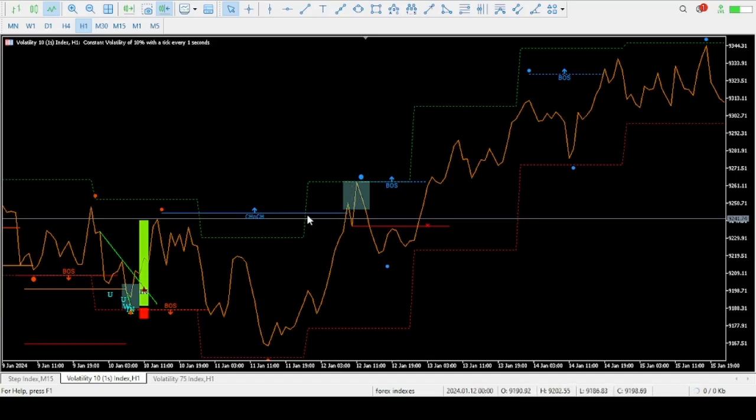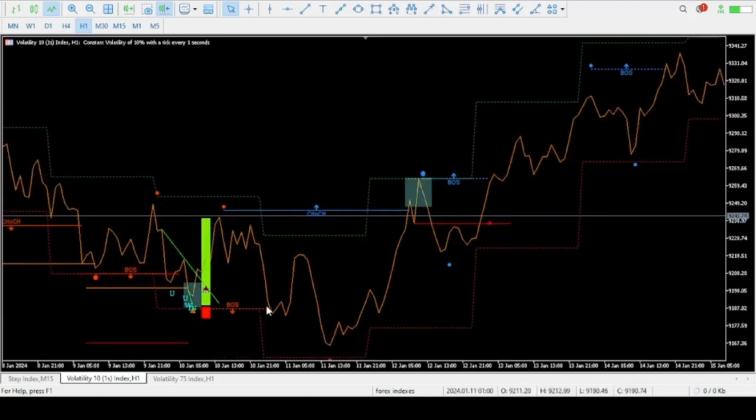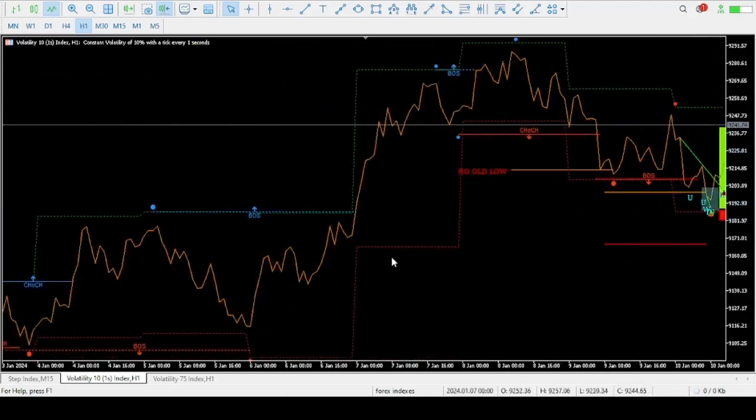A church doesn't promote reversal, it promotes continuation. Church promotes continuation, which means we must look for entry below church if we're going up. Look for entry above church if the trend is going down. Yeah, that's what the strategy entails.